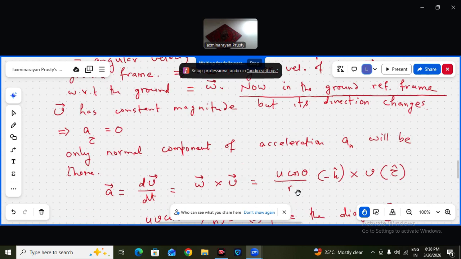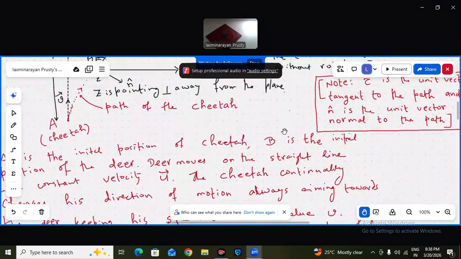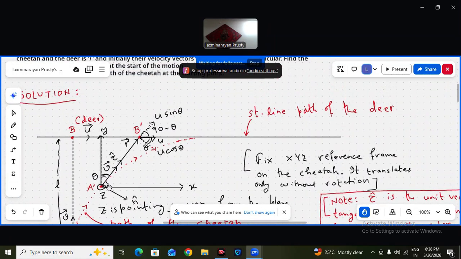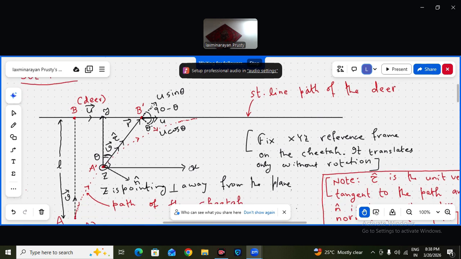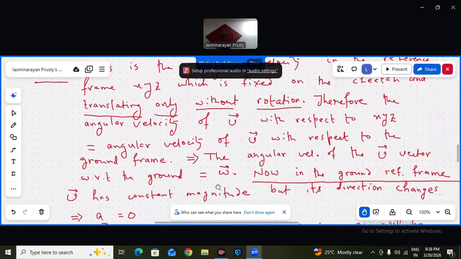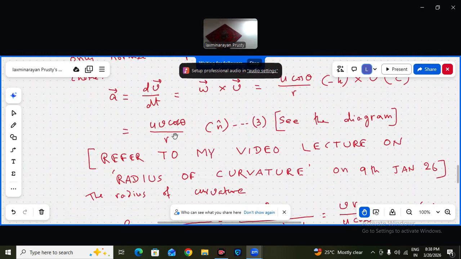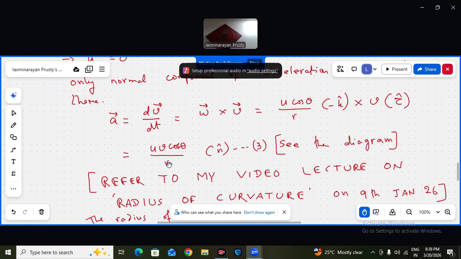Look at the diagram, the same diagram I explained again, let me show you once. This cross product is this: minus k cap into the plane, and V tangential there, that is tau cap. So minus k cap cross tau cap will be n cap. Okay, and magnitude is UV cos theta by R n cap.